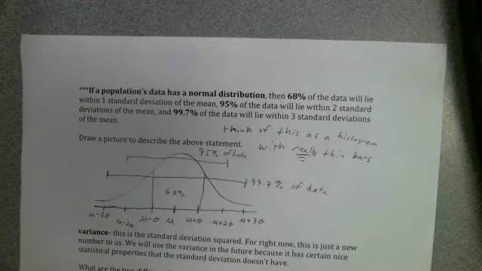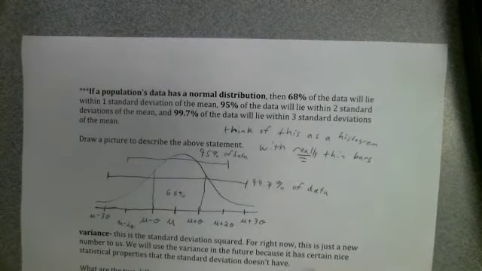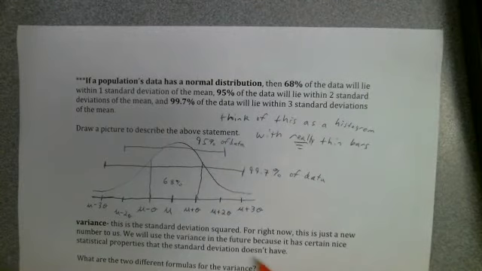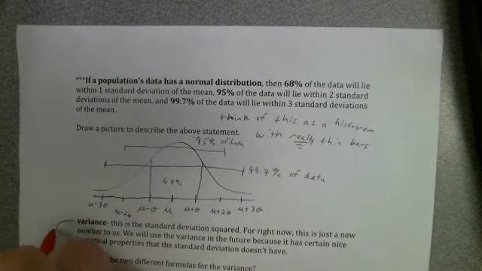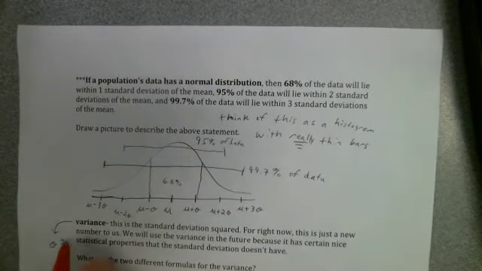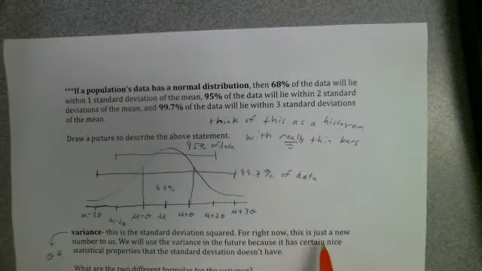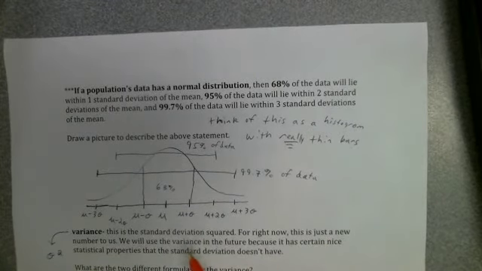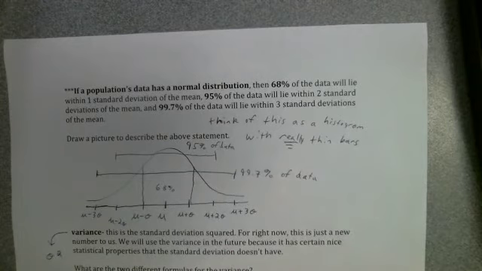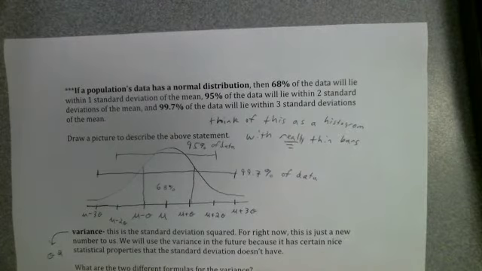We're going to be working with normal data a lot. All right. Now the variance. The variance is the standard deviation squared. In other words, to get the variance, you take sigma and you square it. Now, for right now, this is just a new number to us. We will use the variance in the future because it has certain nice statistical properties that the standard deviation doesn't have. So the variance is just the standard deviation squared. That's all we really know about it right now. I'm just telling you it's going to be important later, in later chapters.